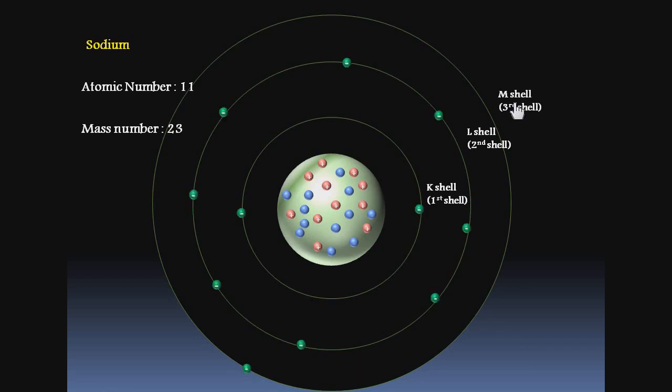Here the valence shell is M shell because that is the outermost shell. So number of valence electrons is 1 because M shell has only 1 electron. 1 is less than 4. So valency is equal to the number of valence electrons because number of valence electrons here is less than 4. So valency is equal to 1. So sodium has a valency of 1.